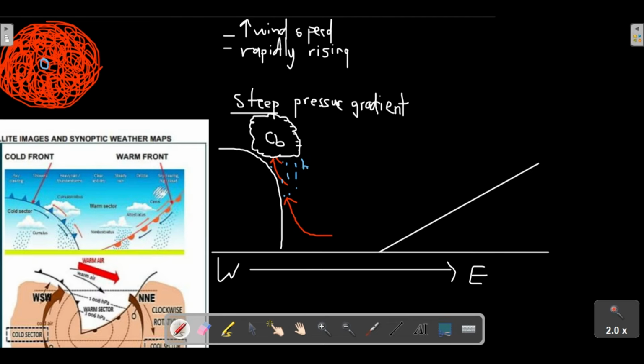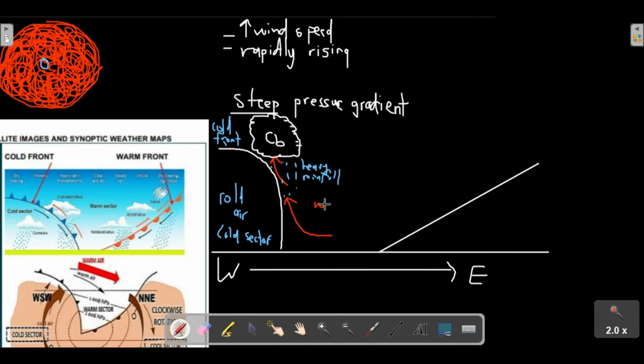Write heavy rainfall. Write down, this is the cold front. Write down, this is the cold air in the cold sector. Annotate everything, unless they tell you otherwise, you should maybe indicate some kind of details here.